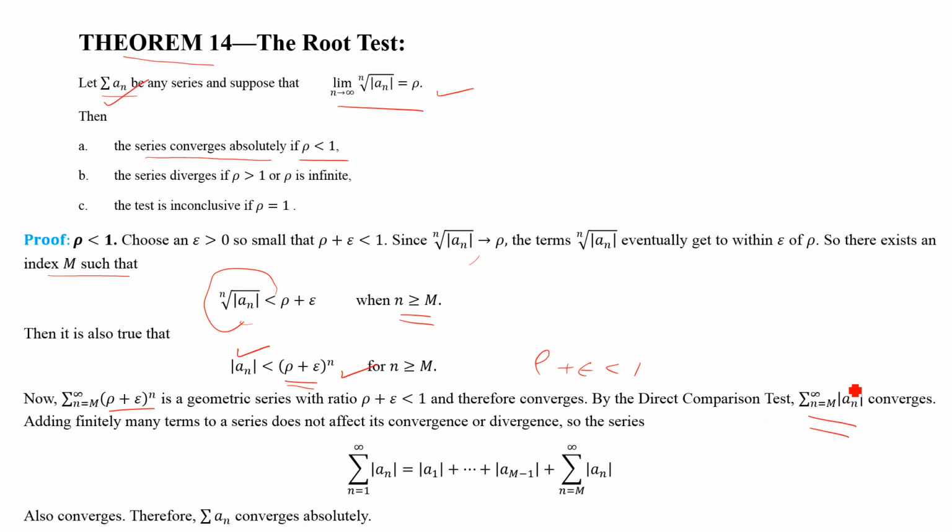So if this converges, then we can add a finite number of terms in order to make this series convergent. And this is actually the series of absolute values of this series, so this series is absolutely convergent. Now if this series is absolutely convergent, it means this is convergent. So if rho is less than 1 in this case, we can conclude that this series is convergent.